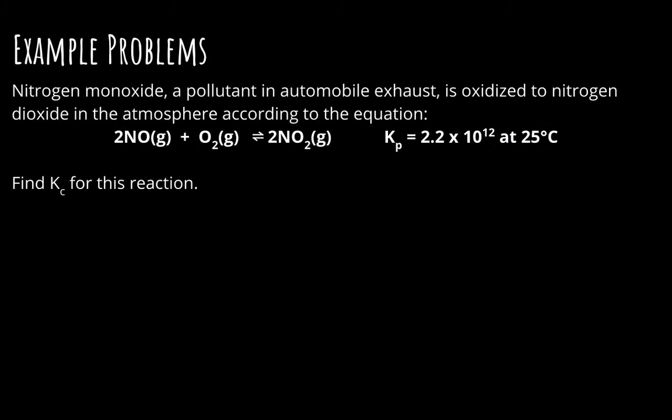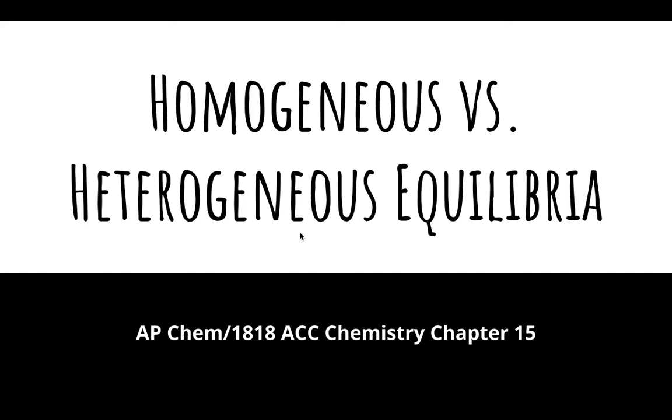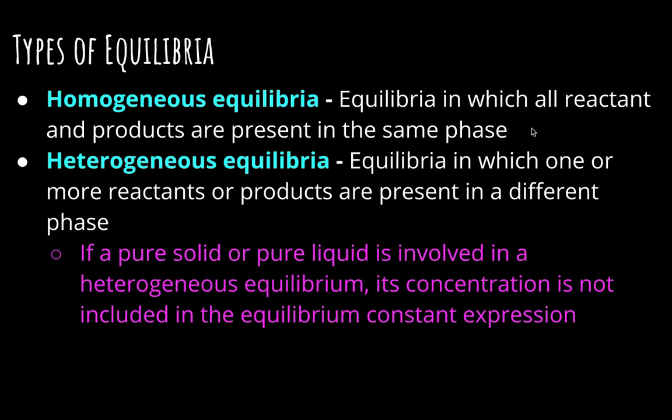Okay, last thing to look at when we're talking about setting up those K expressions is looking at something called homogeneous equilibria versus heterogeneous equilibria. So homogeneous equilibria means all the reactants and products are in the same phase or the same state. So they're all aqueous or they're all gases, etc. Heterogeneous means you have one or more reactants or products that are in a different phase.